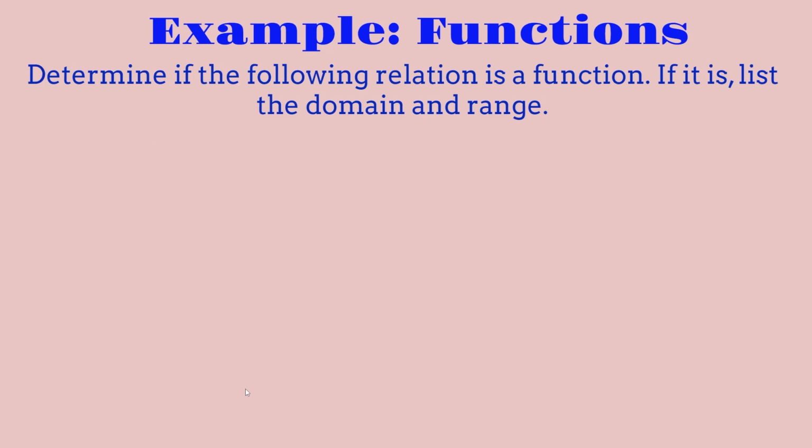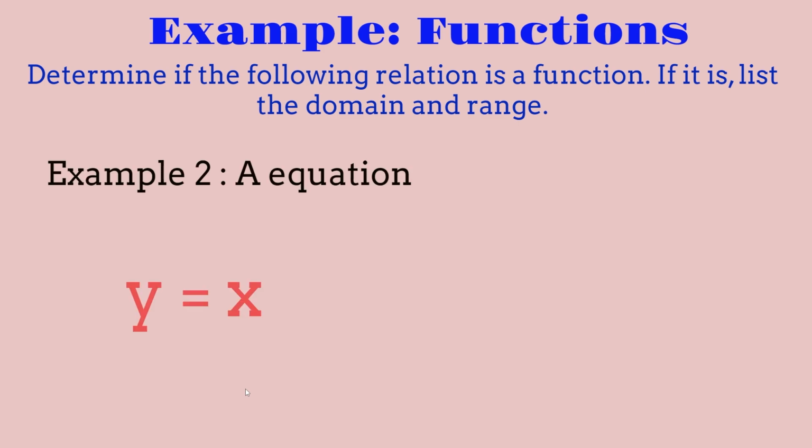So now for this question, determine if the following relation is a function, and if it is, list the domain and range. So in this case, we're going to have an equation, and this side we have y is equal to x. And if we were to plot this onto a graph, if we can just imagine, it would be a straight line that goes through 0, 0. So in this case, this y is equal to x is a function.